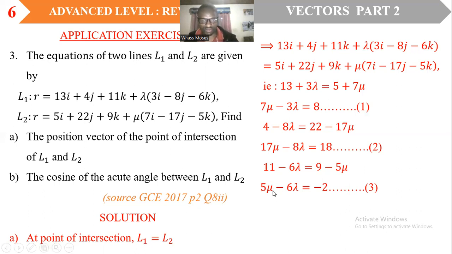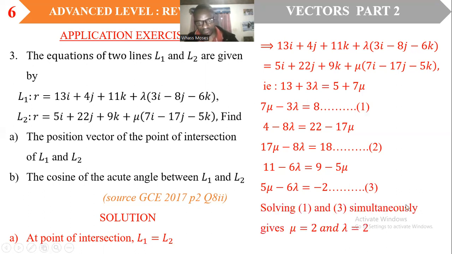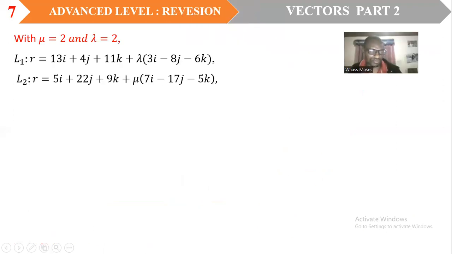Here we choose two equations, find the values of mu and lambda by solving them simultaneously, and substitute one of the values in one corresponding equation. I have chosen equation 1 and equation 3 and solved them simultaneously to obtain mu equals 2 and lambda equals 2. But you can still pause the video, take a piece of paper, and do the solving to be sure of the values of lambda and mu.